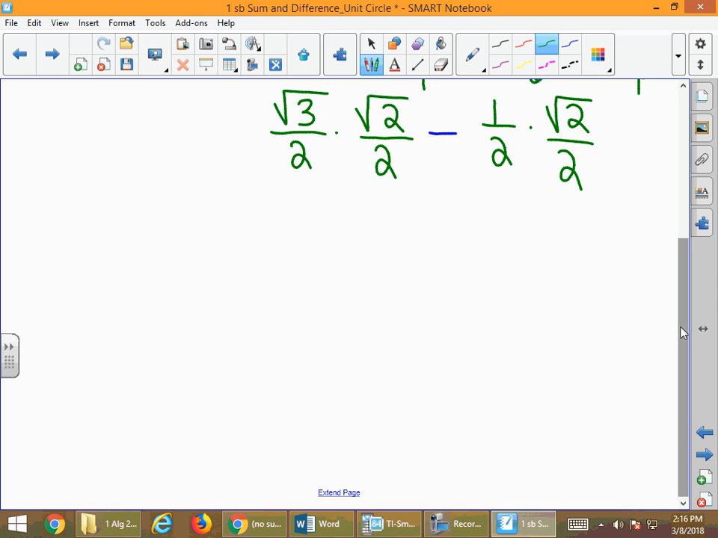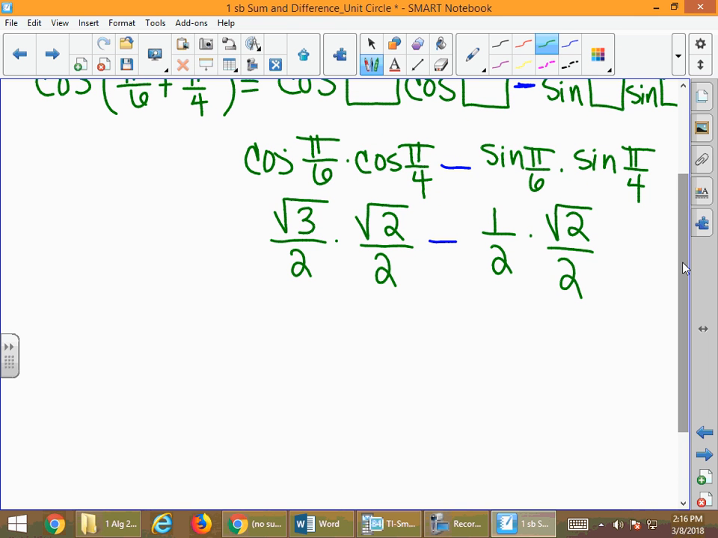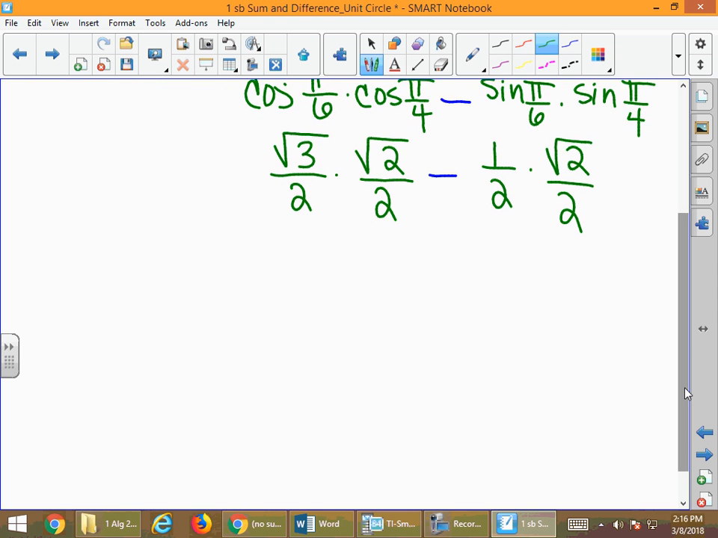So we can get darn close to finishing here, now that we've filled those values in. When we multiply fractions, we multiply the tops of them together and the bottoms of them together. Square root of 3 times square root of 2 is square root of 6. 2 times 2 is 4. 1/2 times the square root of 2 over 2. 1 times square root of 2. 1 times the square root of 2 is square root of 2. 2 times 2 is 4.